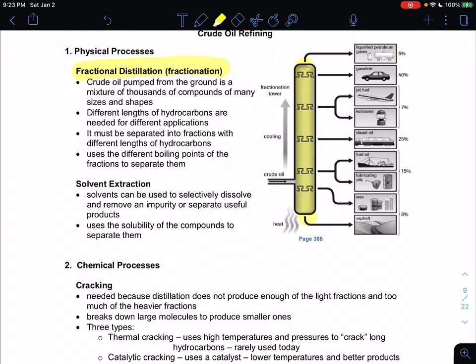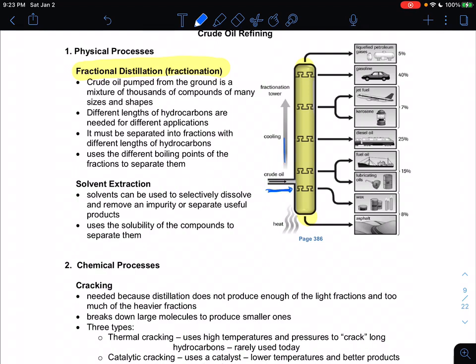Here you've got crude oil that's heated and brought in as a gas. As this crude oil is fed into the tower, it separates out the different hydrocarbons according to their boiling point. And you know that boiling point and size are related. So that's basically what happens here.